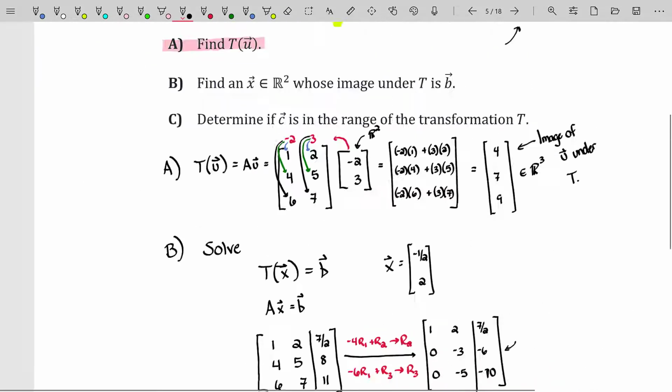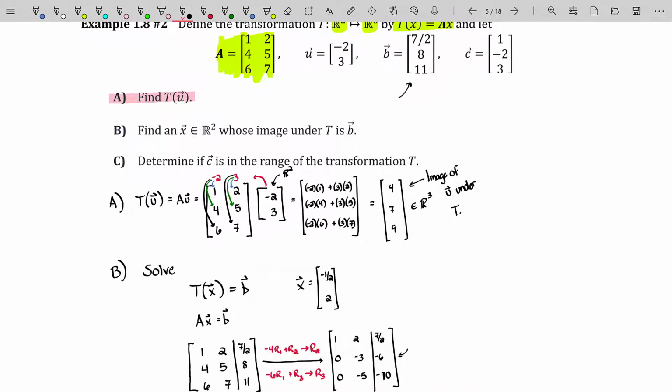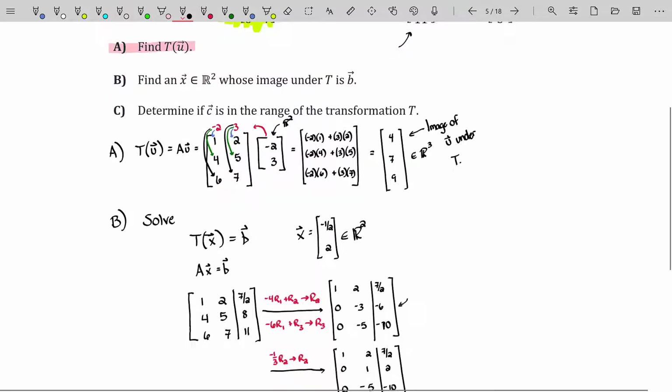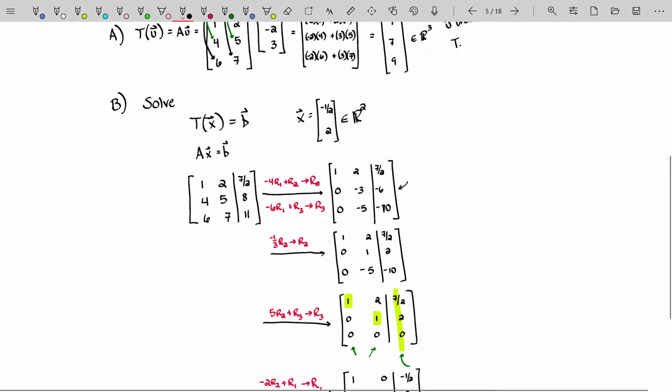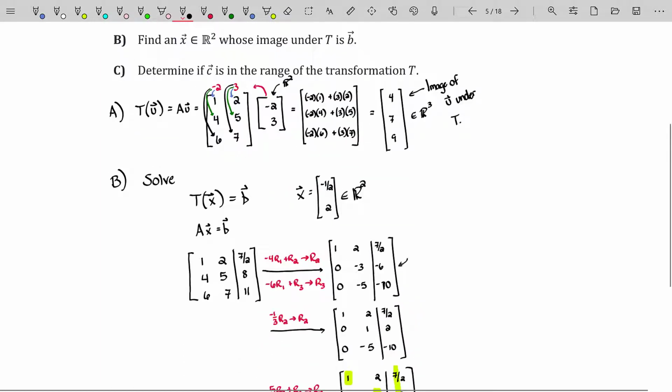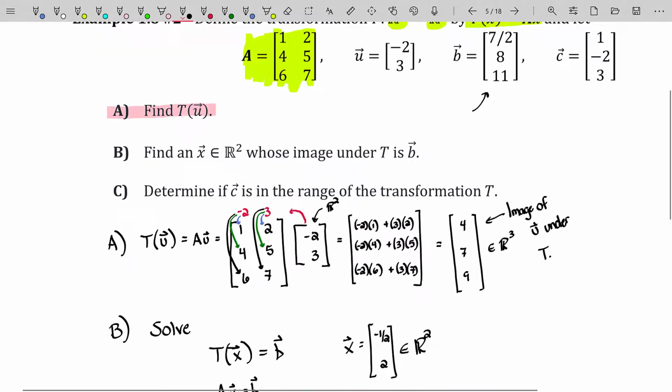Again, the original question was find a vector x in R squared, which is what this is. It's a vector x in R squared whose image under our transformation is b, and b is 7/2, 8, 11. Row operations do not change solutions, so we are able to do row operations and we get down to a solution. So there we go. We've actually solved that one.